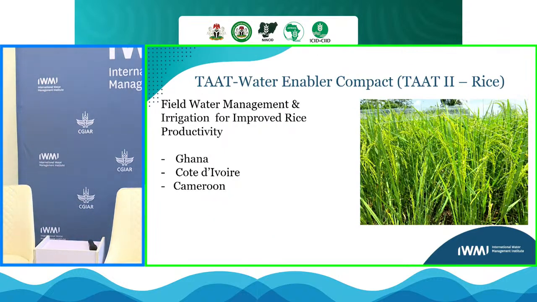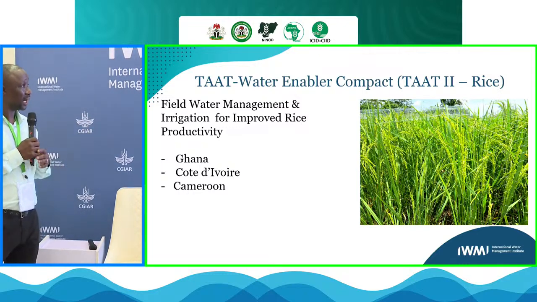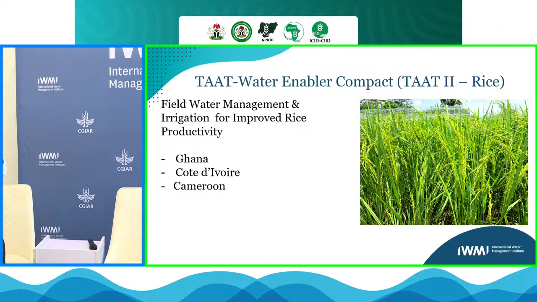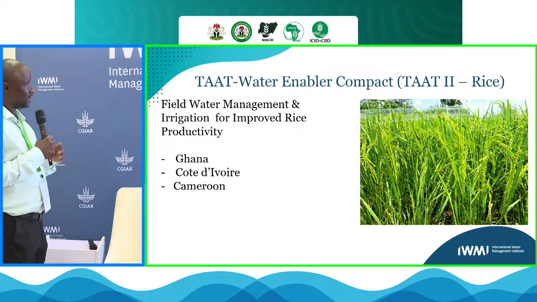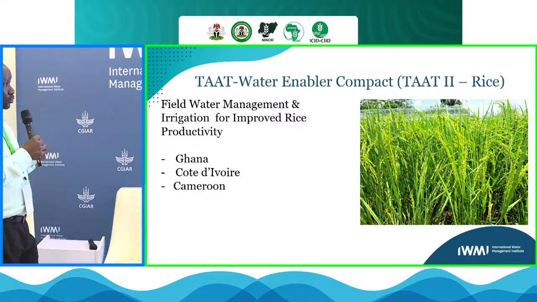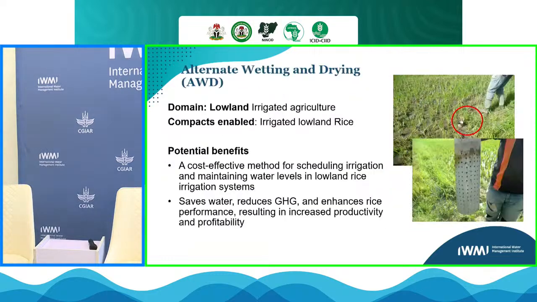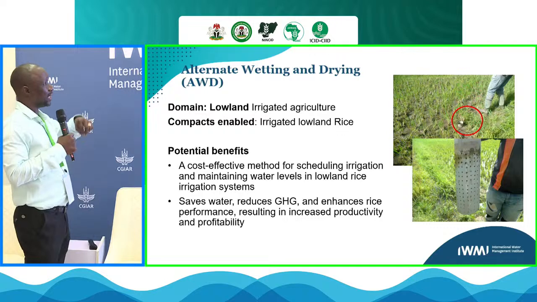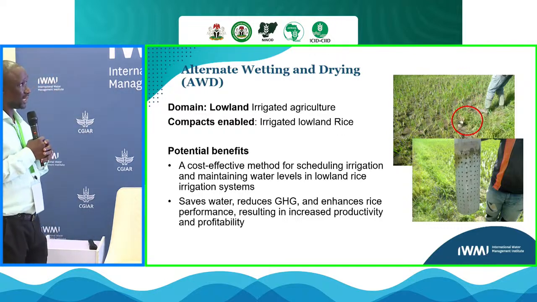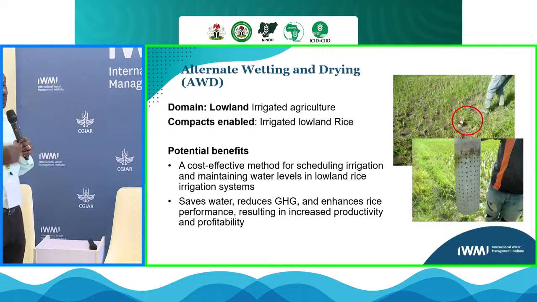Can we move on? Currently, under TAT2, we are focusing largely on how to improve rice production. And focus essentially is around water management and good agricultural practices. Can we move on? Now, what we are promoting now is what we call alternate wetting and drying, AWD. AWD is not completely new. It's been around for a while. But we found out that with AWD, we can save up to 25 to 30% of irrigation water.